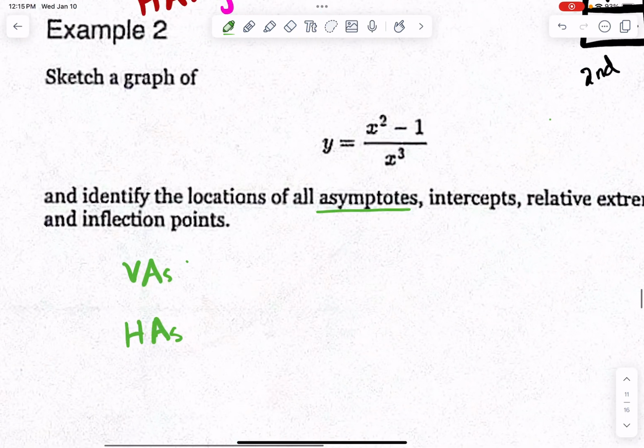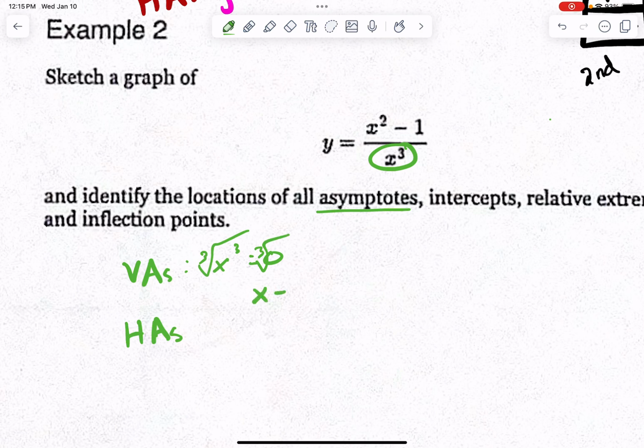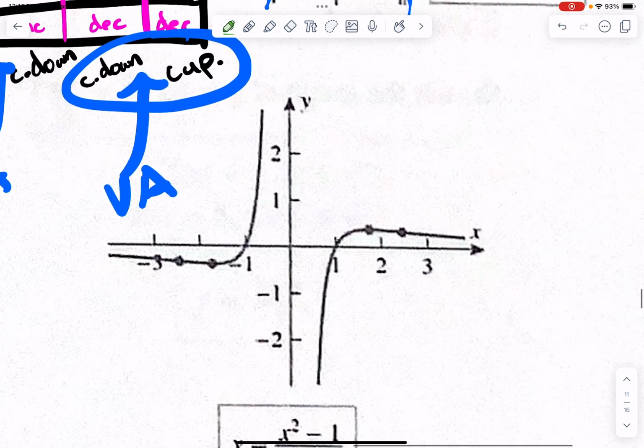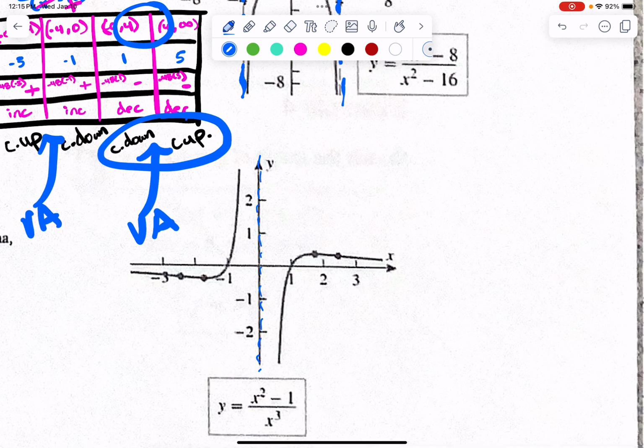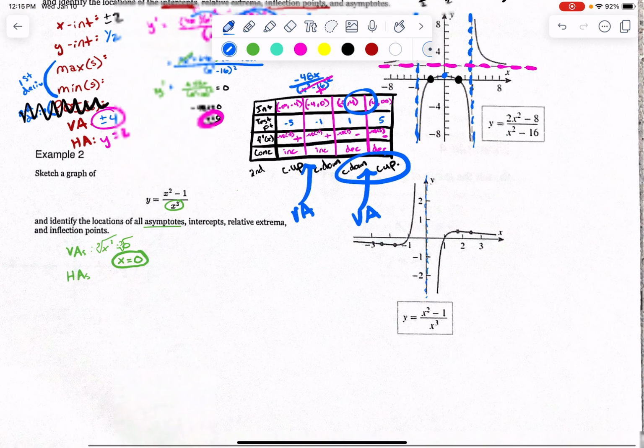Okay, if we set the denominator x cubed equal to 0, right, we take the cubic root, and the cubic root of 0 is just going to be 0. So I'm going to have a VA at 0, okay? I went ahead and gave you the answer, what the equation looks like, just so that we can start to compare. And we have our VA at 0. So this is what we've just found. Our vertical asymptote is at 0. Great.